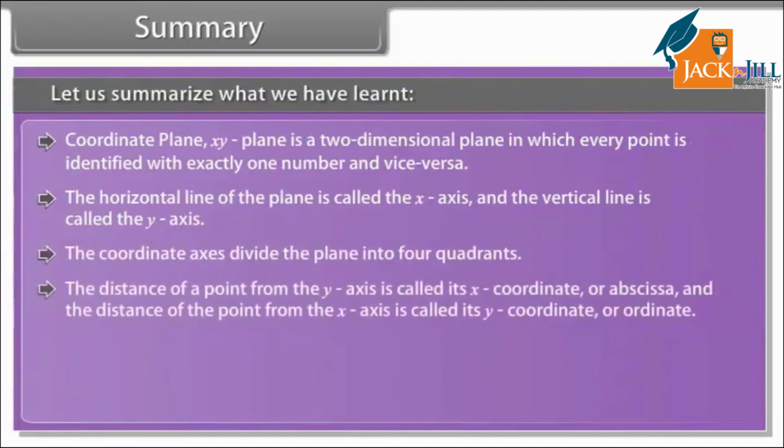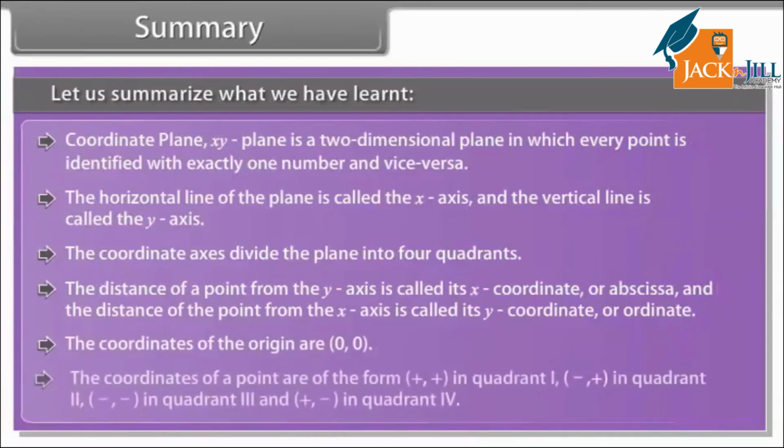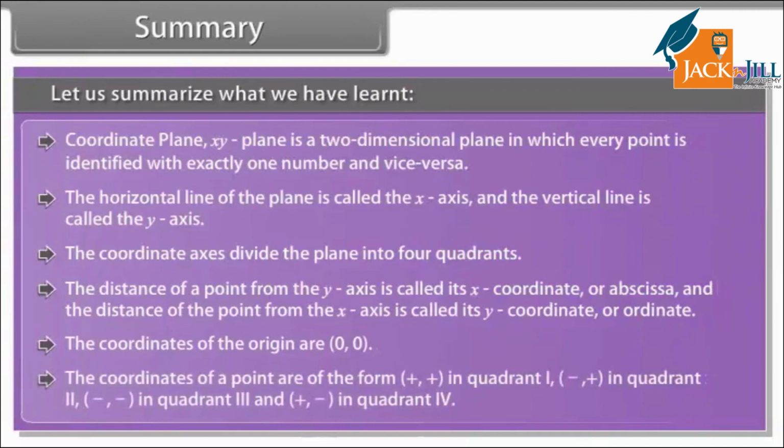The distance of a point from the y-axis is called its x-coordinate or abscissa, and the distance of the point from the x-axis is called its y-coordinate or ordinate. The coordinates of the origin are (0, 0). The coordinates of a point are of the form (+, +) in quadrant 1, (-, +) in quadrant 2, (-, -) in quadrant 3, and (+, -) in quadrant 4.